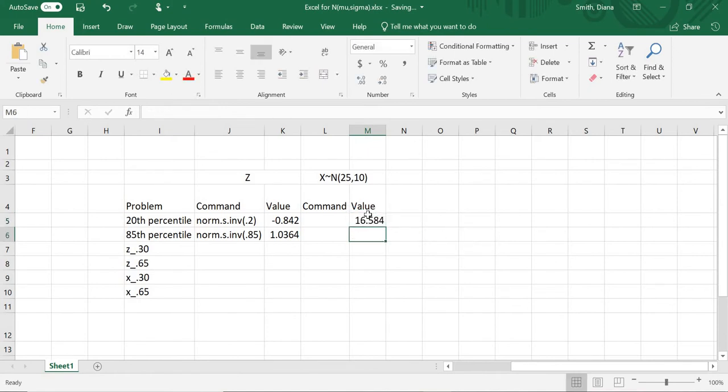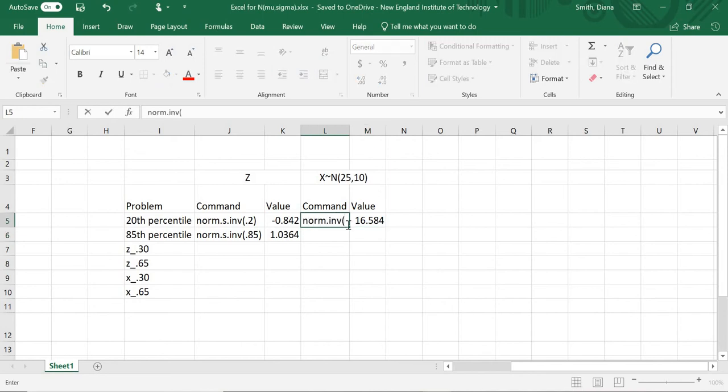So we're getting a number that should be equivalent to our z-score if we standardized it. So if I take this number and I standardize it, I should be getting negative 0.842. Again, it's the 20th percentile, which means this value must be smaller than our mean. Okay. And again, this was norm.inv, my 0.2, then my mean, then my standard deviation.